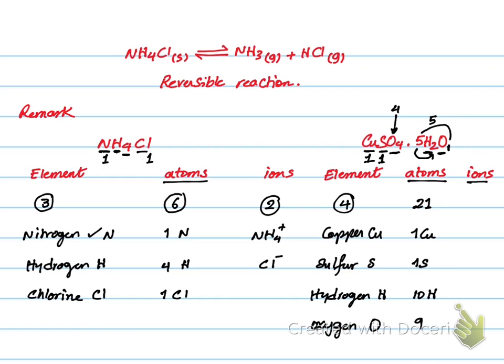The last point, how many ions are there in hydrated copper(II) sulfate? Copper sulfate is an ionic compound. It consists of copper(II) positive ion and sulfate ion. So there are 2 ions in hydrated copper(II) sulfate. The water molecule is a covalent molecule, so it doesn't consist of ions. So in hydrated copper(II) sulfate, there are only 2 ions.